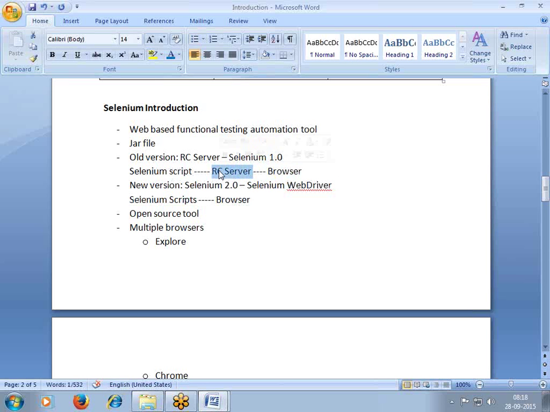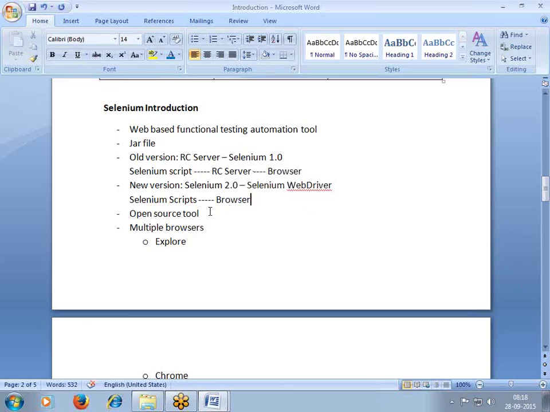In Selenium 1, there is a mediator between the browser and the Selenium script. Understand? But here, the Selenium WebDriver script directly executes the application in the browser. That is the difference between Selenium 1.0 and 2.0. Are you clear, Govind?